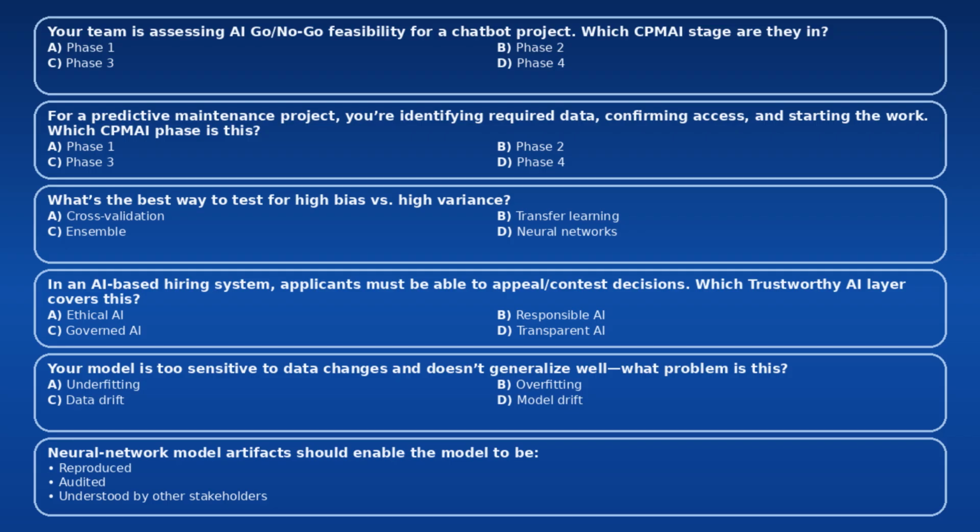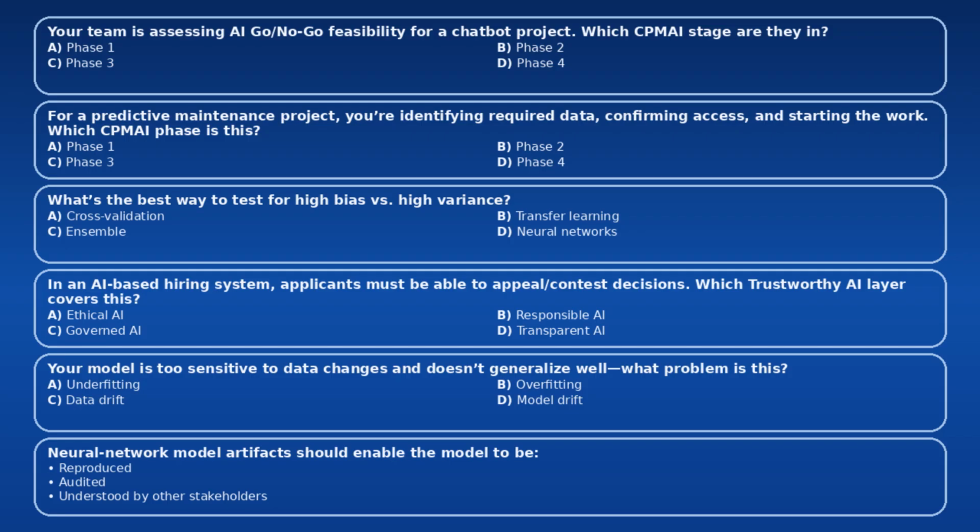This problem contrasts with underfitting, where the model is too simple to capture the underlying patterns and performs poorly on both training and test data. Therefore, the symptoms described, sensitivity to data fluctuation and difficulty generalizing, are classic signs of overfitting.